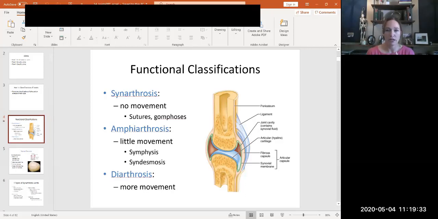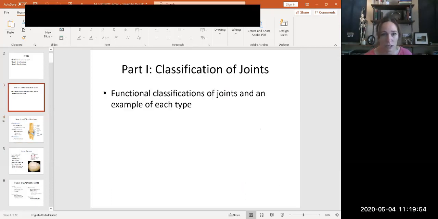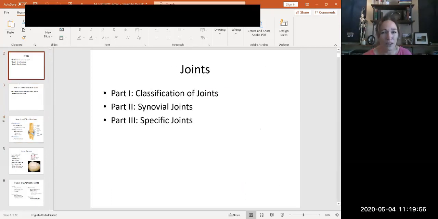The amphiarthritic joint is one where there is some slight movement and slight give. We see those in the pelvis as well as in the limbs. And then finally, the freely movable synovial joints are these diarthroses joints. So synovial joints and diarthroses are the same type of joint.